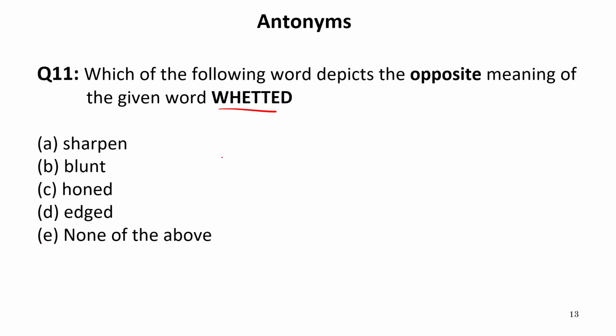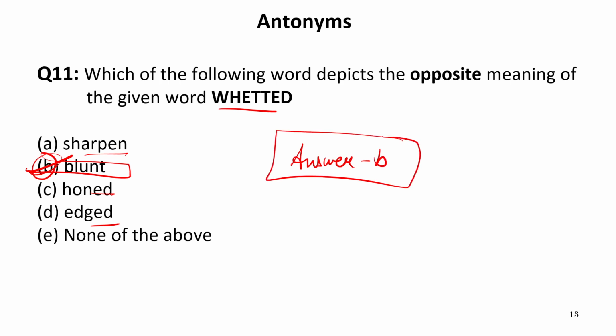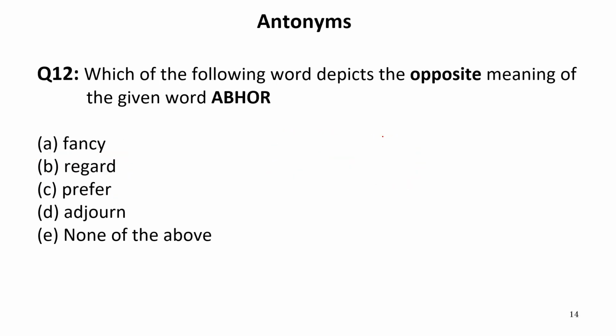Wetted. Now wetted means when something is sharpened, honed, edged. So these are the synonyms of this particular word. Only the opposite is blunt. So you must have heard that a knife can be edged, knife can be sharp, knife can be wetted, but it can be blunt as well. So our answer is B, that is blunt. So this is absolutely correct answer. Now let us move to the next one.